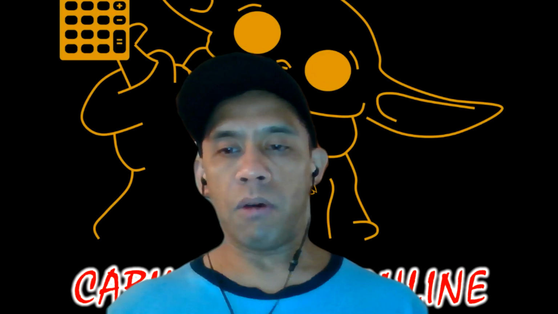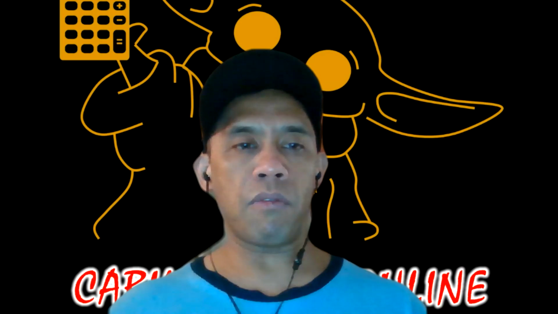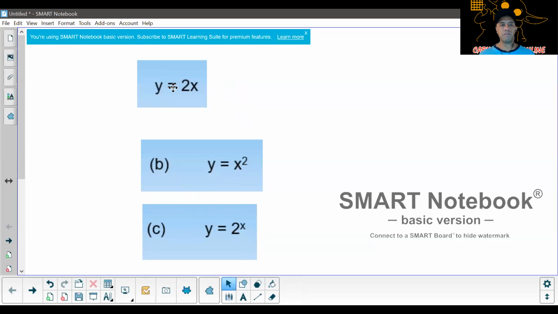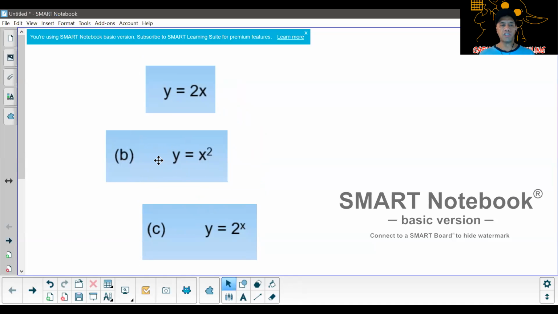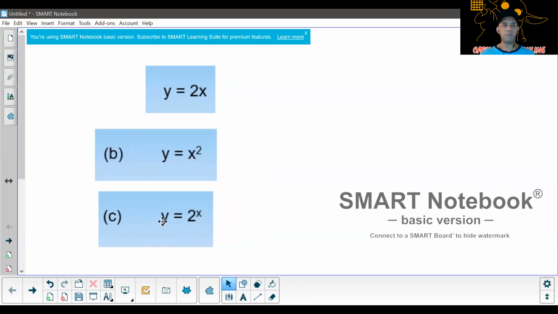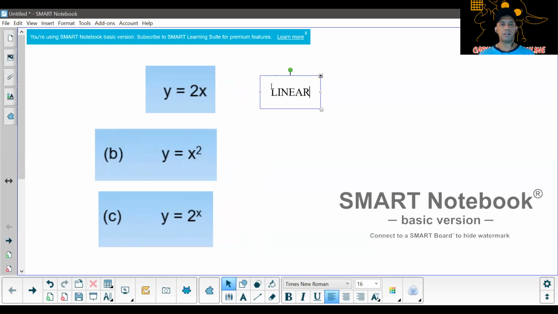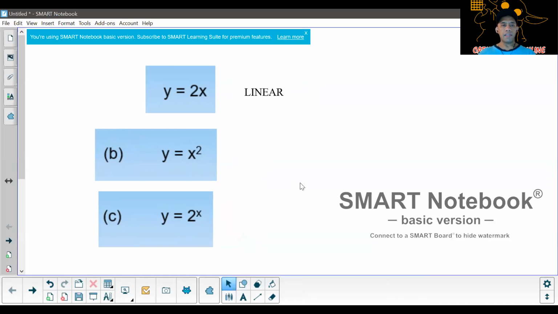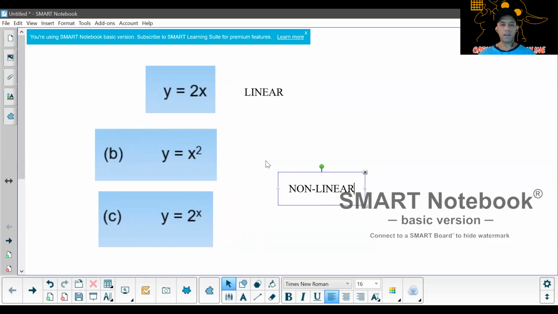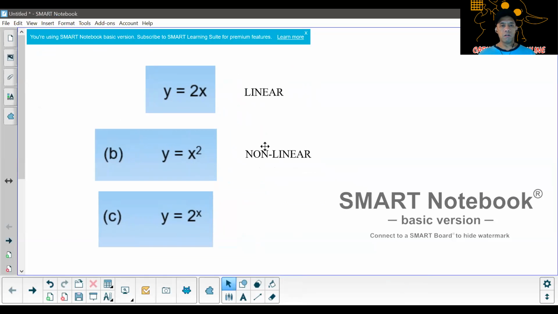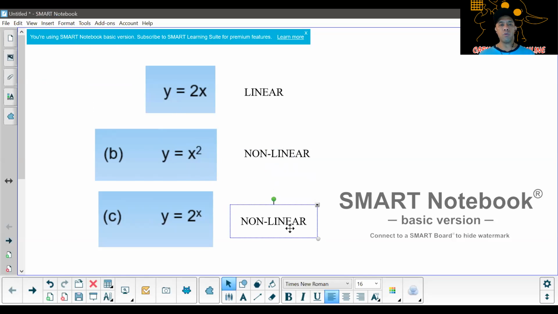If you take a look at my screen, what I have on the screen in blue are the 3 equations that we looked at in the previous example. In the first example, y equals 2x, remember what we had there was something that is linear. This next one, y equals x squared, would be an example of something that is non-linear. And last but not least, this last one, 2 to the exponent x, remember that was non-linear.